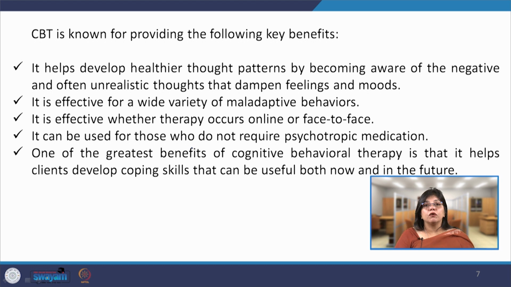It can be used for those who do not require psychotropic medication, that is medicines that are used to cure psychological problems. So, maybe before psychotropic medications, CBTs can play a very important role to heal the person's mental health issues. And one of the greatest benefits of cognitive behavioral therapy is that it helps clients develop coping skills that can be useful both now and in the future.